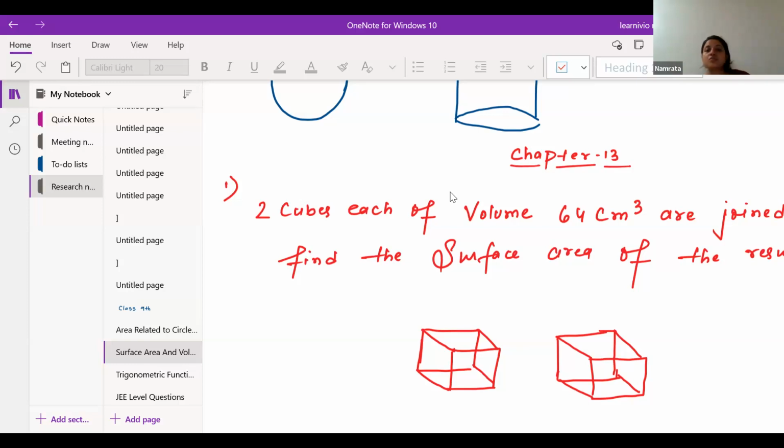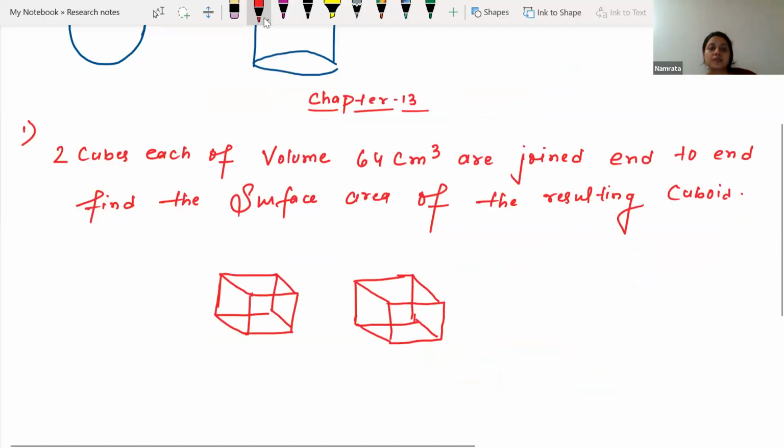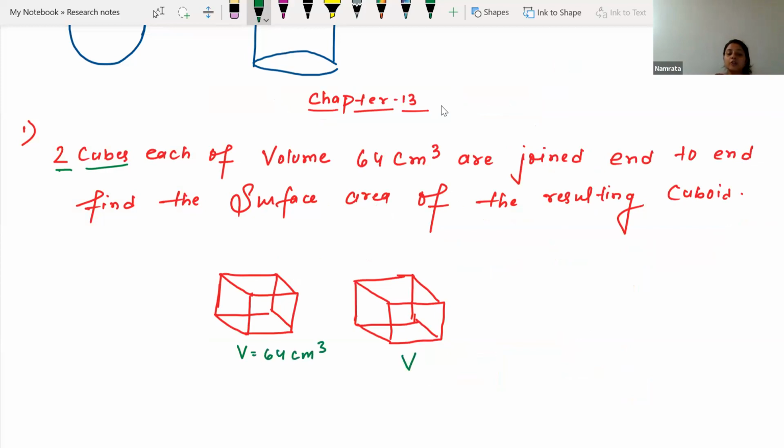Okay. So here, what exactly does the question say, let's see. Figure is not given. We have to draw the figure. Two cubes. Can you see I have drawn two cubes over here? Each of volume 64 cm³. So volume of this one is 64 cm³, and volume of this one is also 64 cm³. That is given in the question.